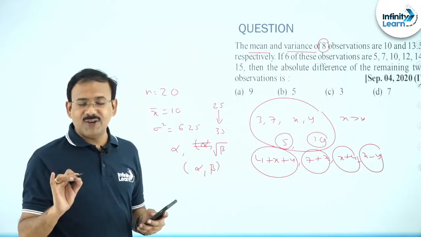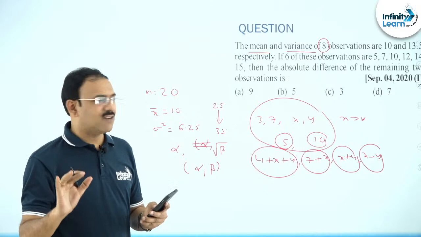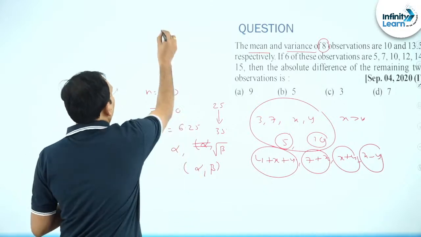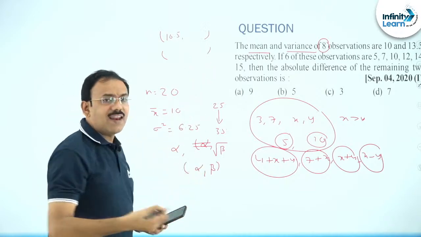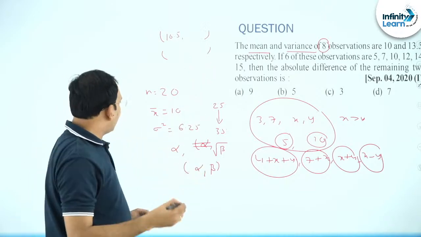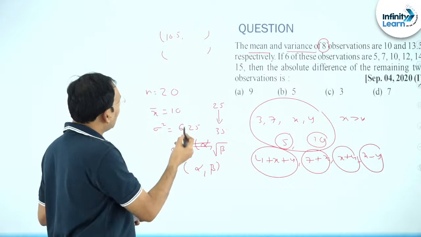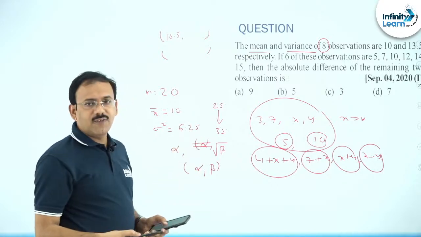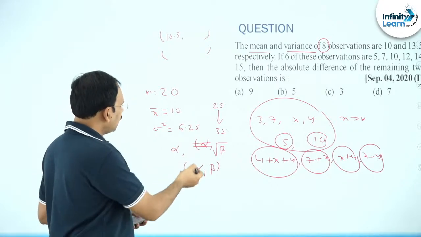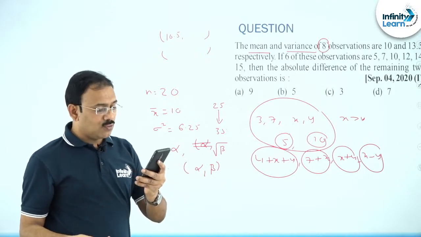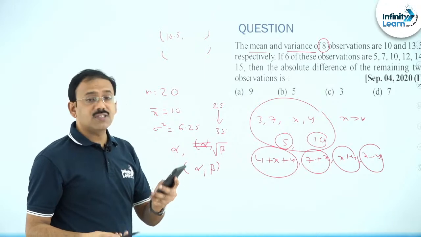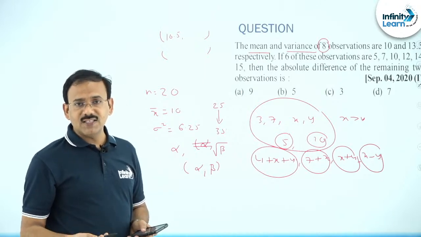For your kind information, friends, one important observation in the options: all the options have first coordinate 10.5, second coordinate is varying. If you see, in all the options the first coordinate is 10.5. What does it mean? You need not find the new mean, you can just find the new standard deviation or new variance.